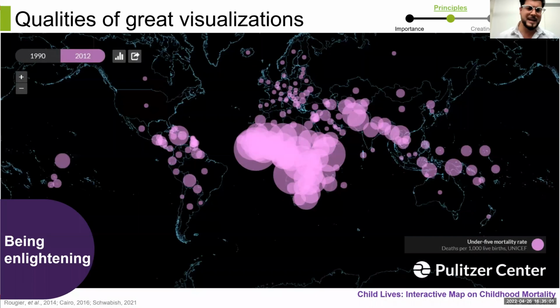So for example, let's take this Child Lives by the Pulitzer Center. It is a very interesting interactive graph that you also have access to. Here we have a clear, striking visual that illustrates where mortality in infancy and childhood occurs globally. This is a hard but meaningful topic which needs to be addressed and communicated.